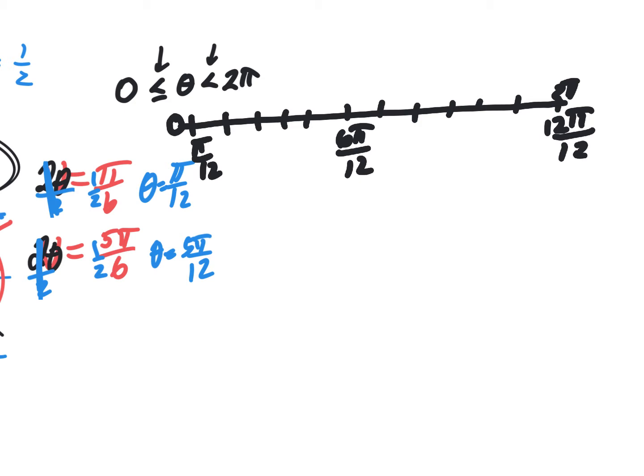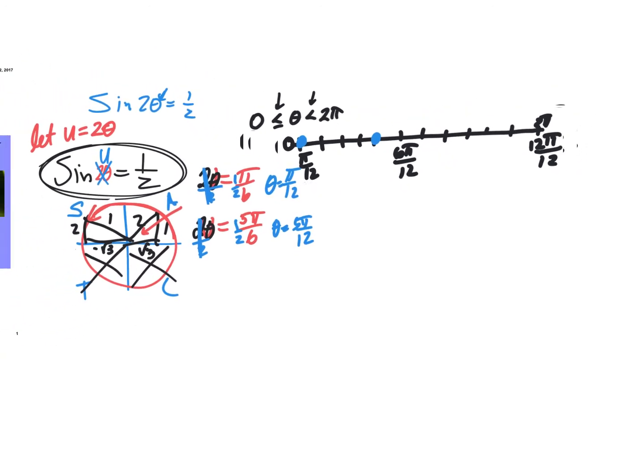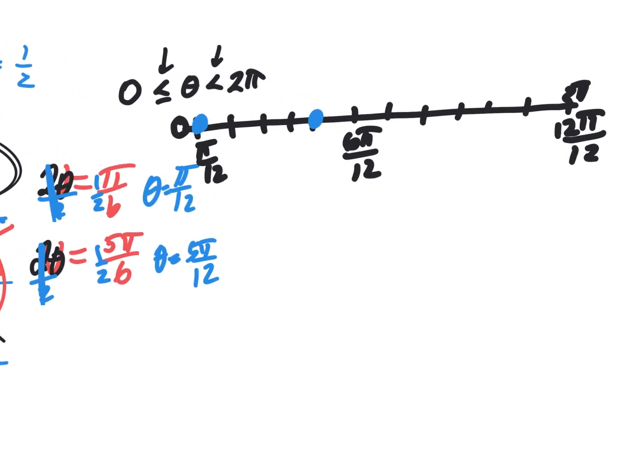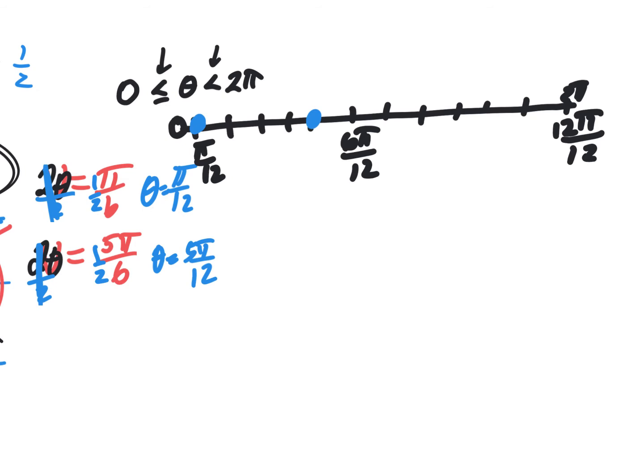We have given two answers that are right here, and 5 pi over 12, which is right here. And wait, isn't this a wave? If this is a wave, it's going to have to go through a few more times. Do you get there's a couple more answers between 0 and 2 pi?